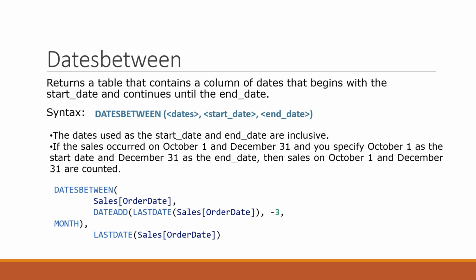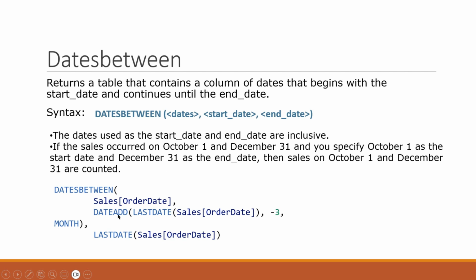There is one major difference between Datesbetween and Datesinperiod. Datesbetween gives you dates inclusive of both start date and end date, whereas Datesinperiod gives you a period of dates, excluding the unwanted dates. In Datesinperiod we are just mentioning the period, but here we have to mention the dates. So whenever in your business case the dates are mentioned, then you have to use this Datesbetween function. In our measure we have used Datesbetween.